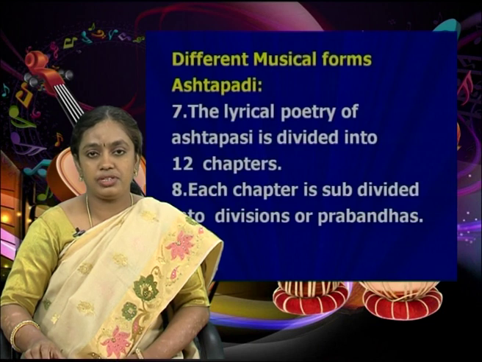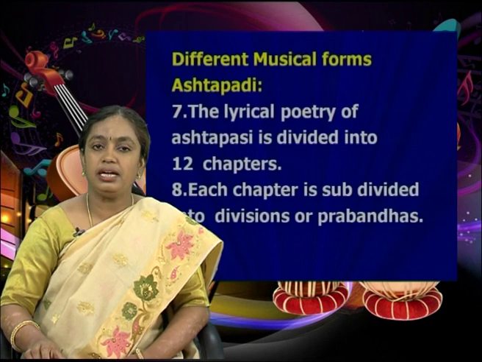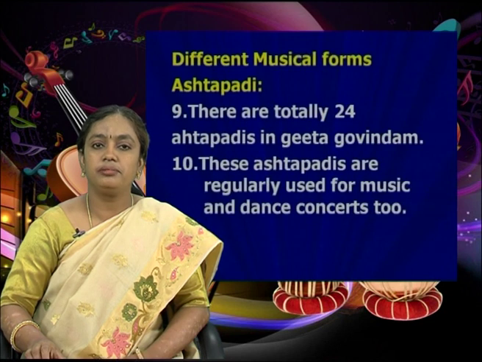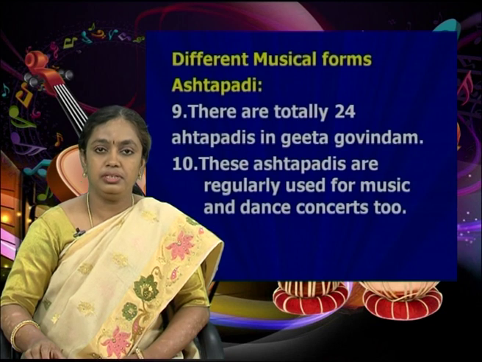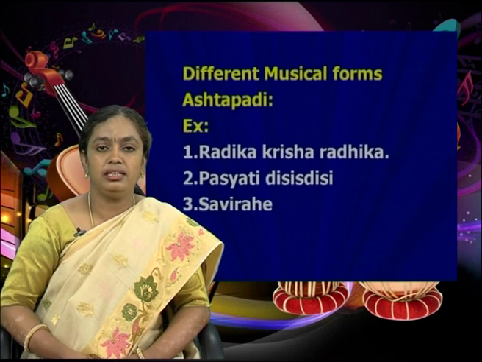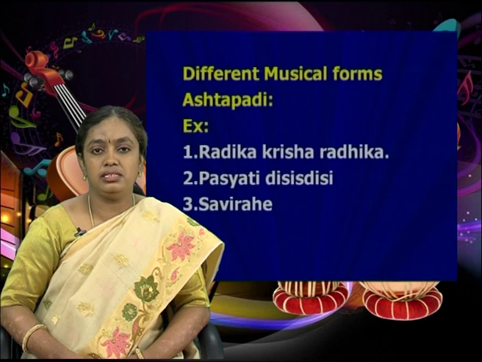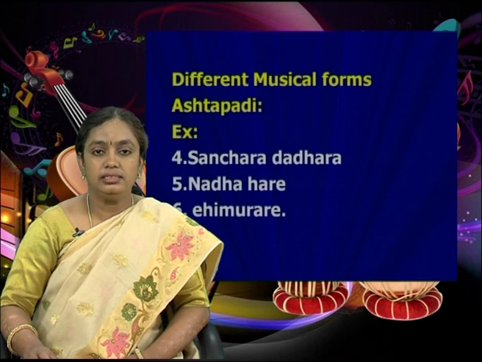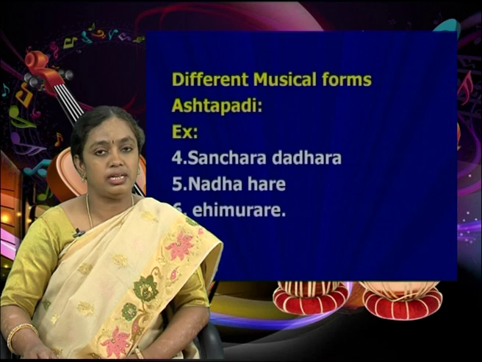The lyrical poetry of Ashtapadi is divided into 12 chapters, and each chapter is subdivided into divisions called Prabandhas. There are totally 24 Ashtapadis in the full Geetha Govindam. These Ashtapadis are regularly used for music and dance concerts too. Some examples of Ashtapadi are Radhika Krishna, Pasyati Disi Disi, Savirahe Tavadhina, Sanchara Dadhara, Nadahare Jagannadahare, Yehi Murare. These are all good examples of Ashtapadi compositions.